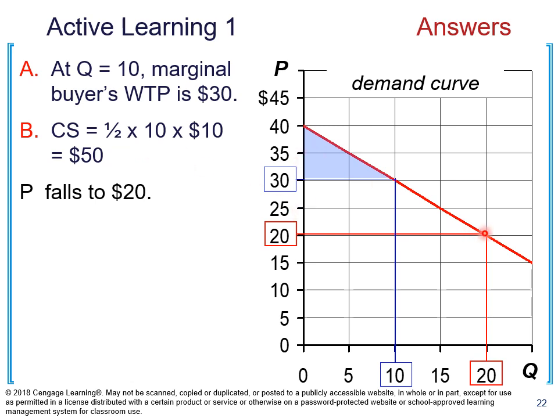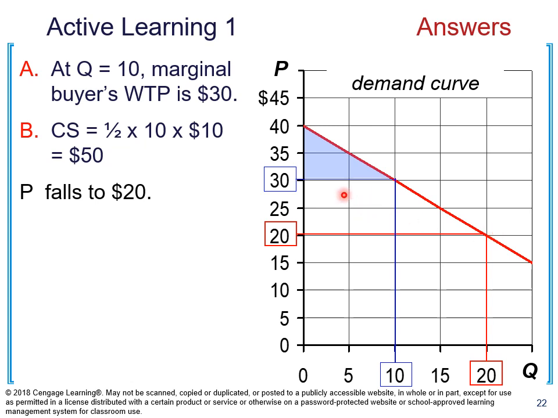Now let's suppose that the price falls to $20. Now what's going to happen? Graphically, you can easily see that the triangle that represents consumer surplus is going to get larger because now we have a lower price. And that has to be the case. With lower prices, the gain to consumers has to be higher.